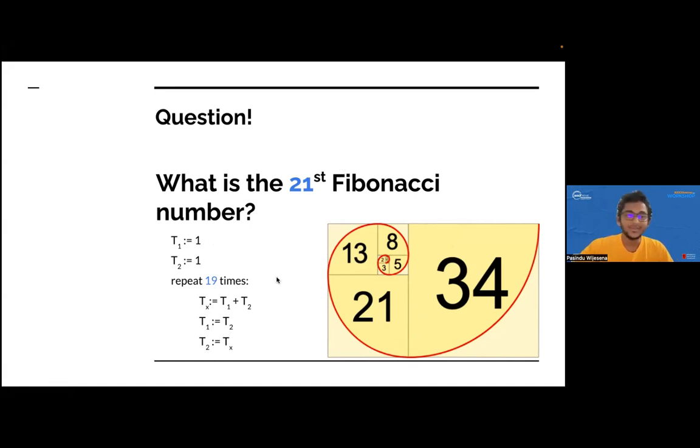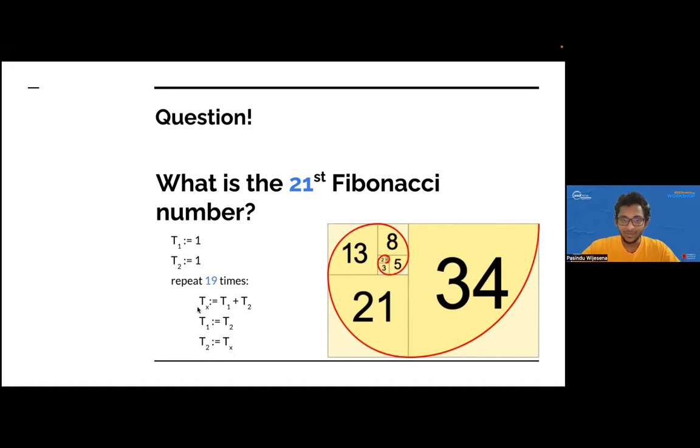Yep, it's going to be at the T2. So let's say we wanted to compute the third Fibonacci number. Then this value here would be, so we have the first and second. This one would be repeat one time. And so for that one time, we are going to compute Tx. Then we are going to move T2 into T1. And Tx is going to be the third Fibonacci number. It's going to end up at T2.